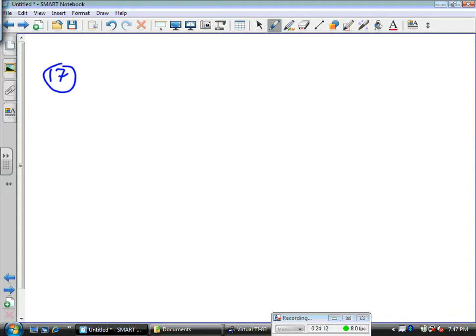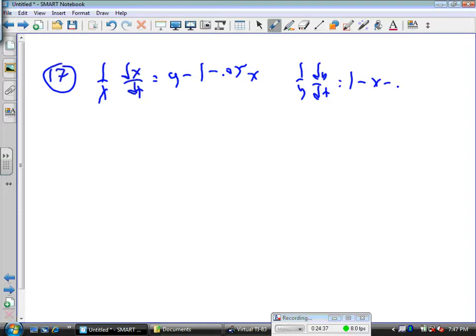17 says, okay, what does it say? 1 over x dx/dt is equal to y minus 1 minus 0.05x. Okay? And 1 over y dy/dt is equal to 1 minus x minus 0.05y. Now let's do the same kind of questions we did, questions 2 through 10, on the robins and worms. Let's do the same kind of analysis here.